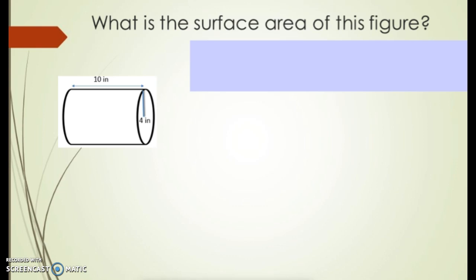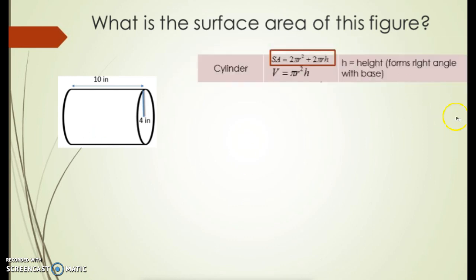The first one was question number 1 in breakout room 1: what is the surface area of this figure? As I said before, you need to identify what type of solid it is, and in this case, it's a cylinder. Then you go to your formula sheet and find the formula for cylinder surface area, and I have it marked right here. First thing you should do is write the formula down: 2 pi r squared plus 2 pi r h.